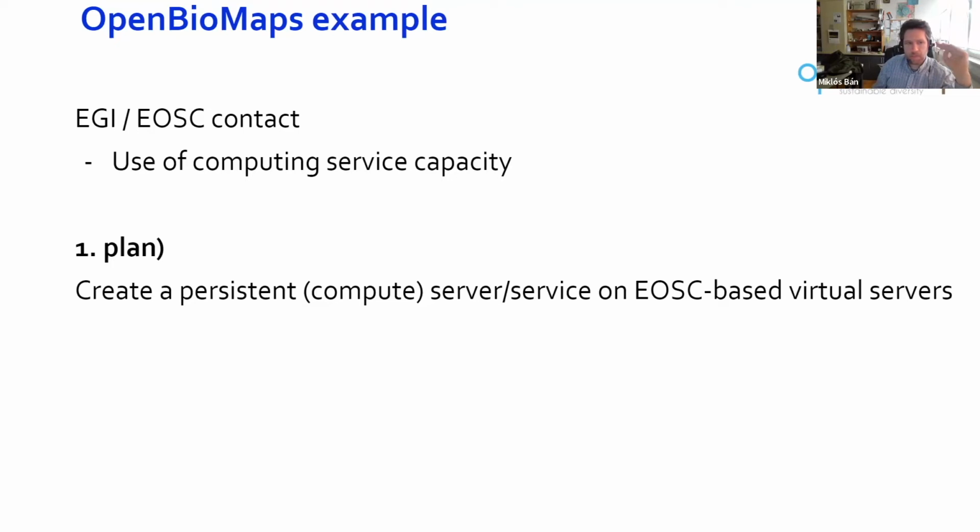Our first plan to create a persistent computation server service based on EOSC capacity has failed. There is a trade-off between the time availability of the service and the computational power. The high computational capacity typically is available only for a short time, but we wanted to create a permanent service. So this was a bad idea.